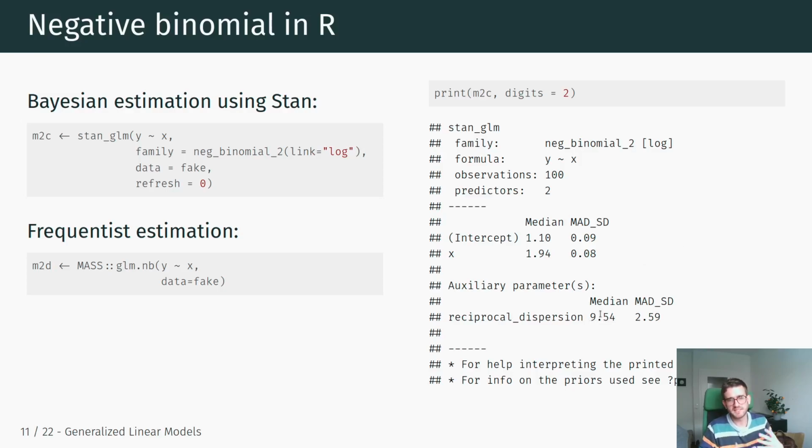But since we simulated from a Poisson distribution, this assumption of equal variance and expectation was of course not violated. And therefore the results of the negative binomial and the Poisson are essentially the same in this case.